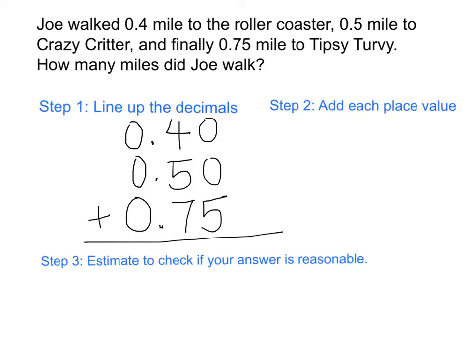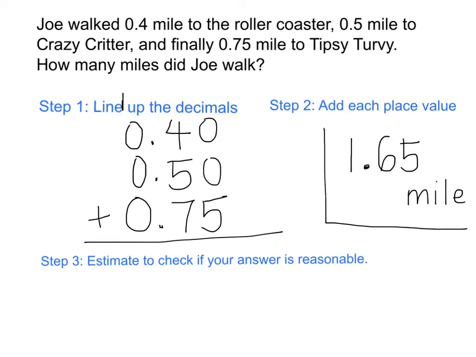And let's add the hundredths first. 0 plus 0 plus 5 is? 5. Okay. Let's add the tenths next. 4 plus 5 plus 7 is? 16. So I have 6 and I have to carry the 1. In my ones, I have 1 plus 0 plus 0 plus 0, which is? 1. Okay, I'm going to keep my decimal point in the same place. So how far did Joe walk altogether? 1.65 miles.